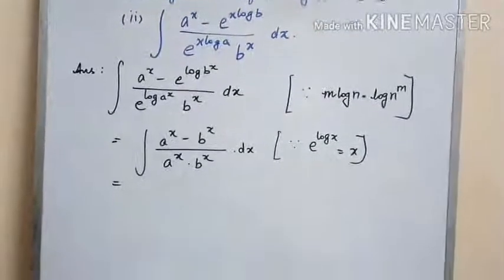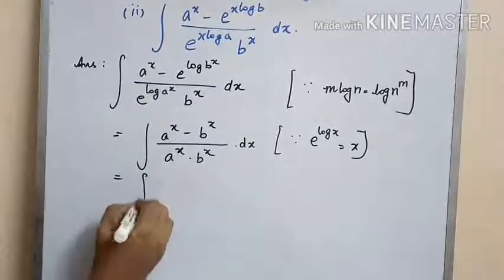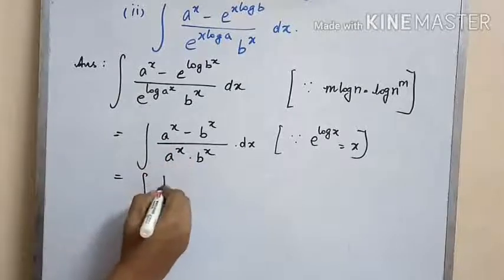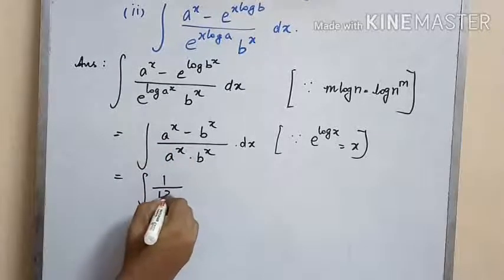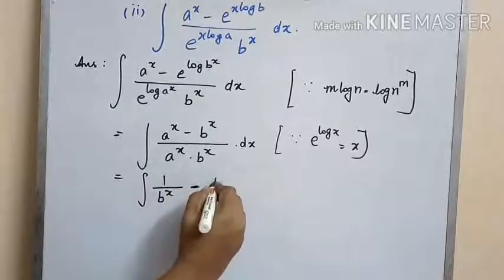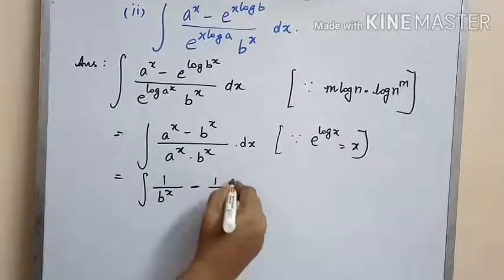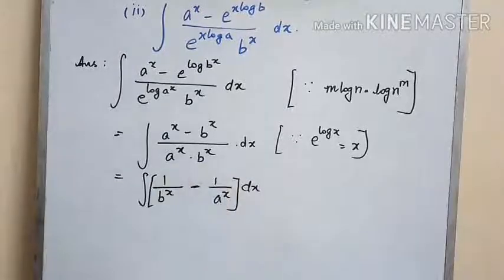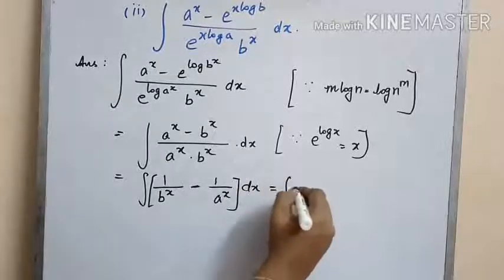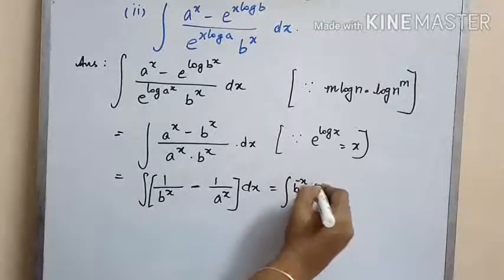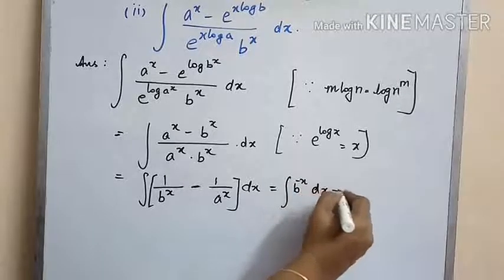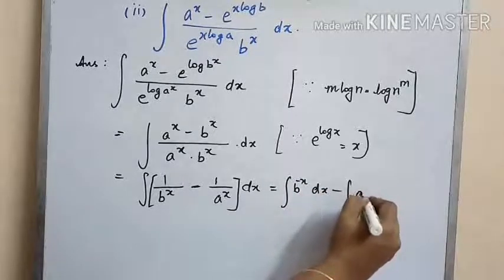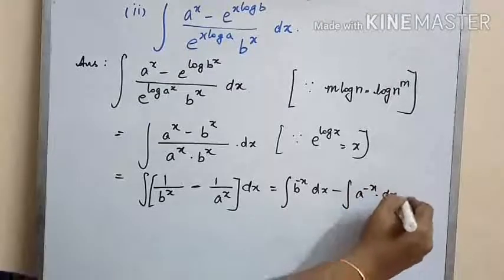In this step, we have to consider the denominators for each of the numerators. So a to the power of x gets cancelled and we'll have 1 by b to the power of x minus, here b to the power of x gets cancelled and we'll get 1 by a to the power of x, into dx. In the next step, let us bring the denominator to the numerator. So we'll have integral of b to the power of minus x dx minus integral of a to the power of minus x dx.